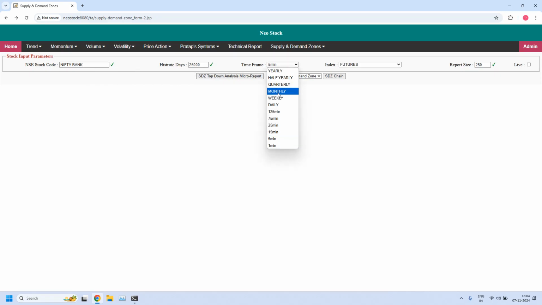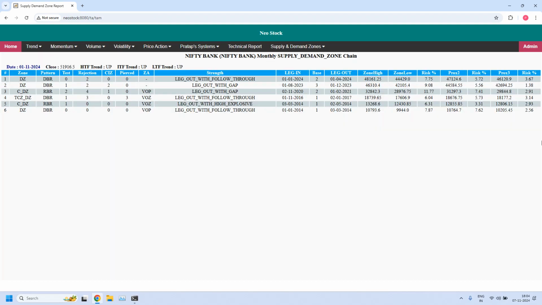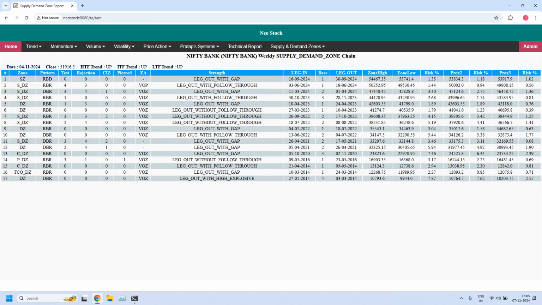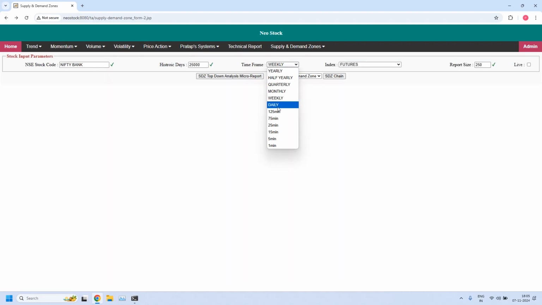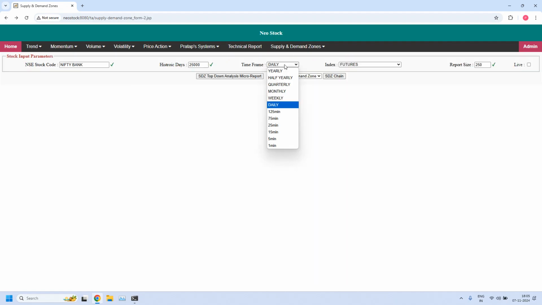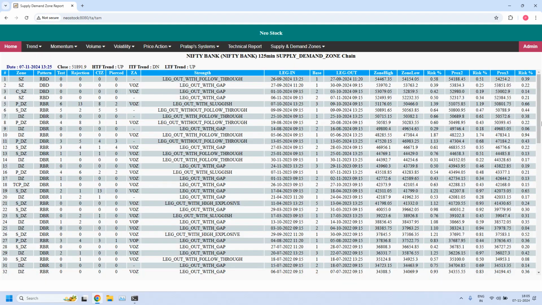Let's start with monthly time frame. Generating monthly supply demand zone chain for BANKNIFTY. Next time frame is weekly, generating weekly supply demand zone chain for BANKNIFTY. Next time frame is daily, generating daily supply demand zone chain for BANKNIFTY. Next time frame is 125 minutes, generating 125 minute supply demand zone chain for BANKNIFTY.